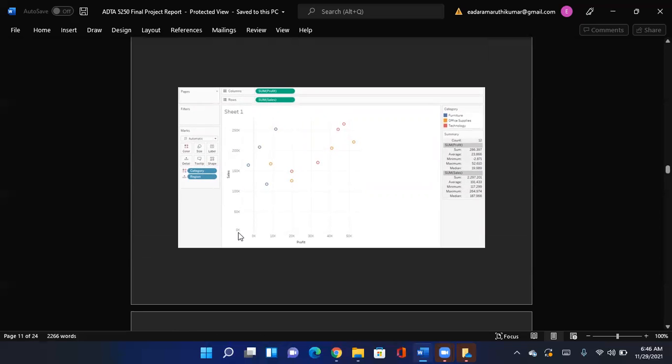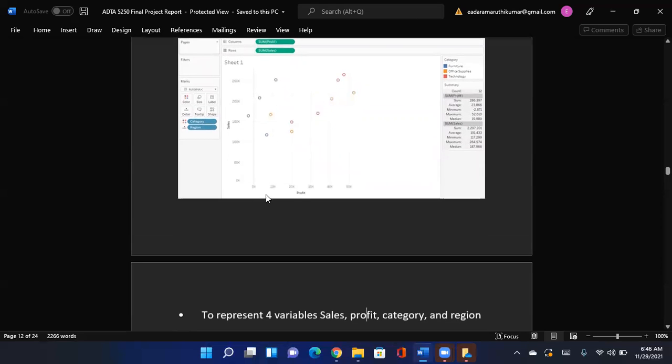Like we have 0k, 50k, 100k for sales, and the x-axis shows profit, like 10k, 20k, 30k. For example, this color represents office supplies. No, sorry, this color represents technology. For technology, we see in this graph the highest number of sales, and it is also getting the highest profit.